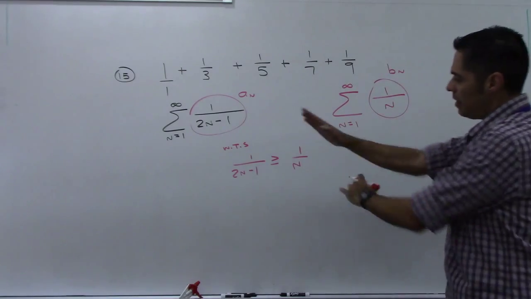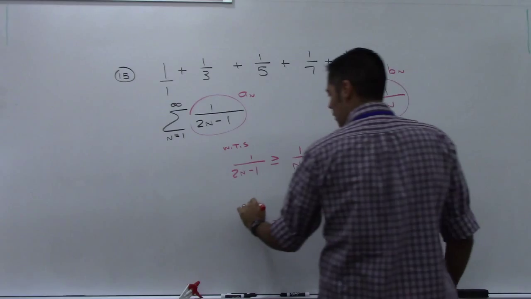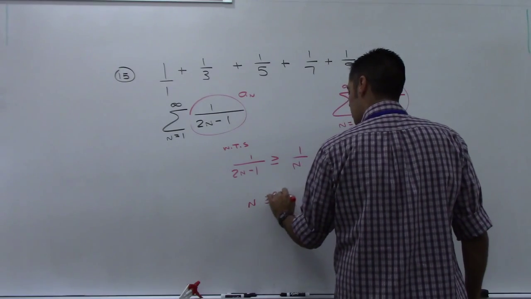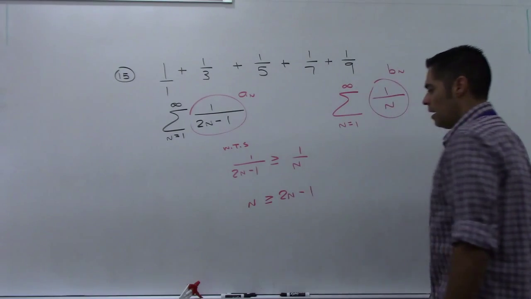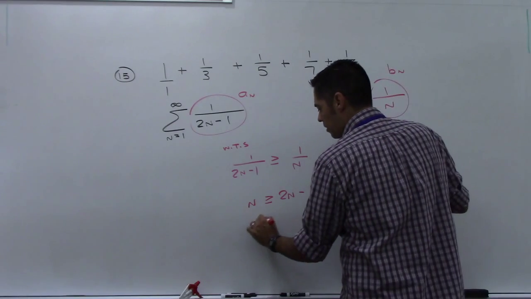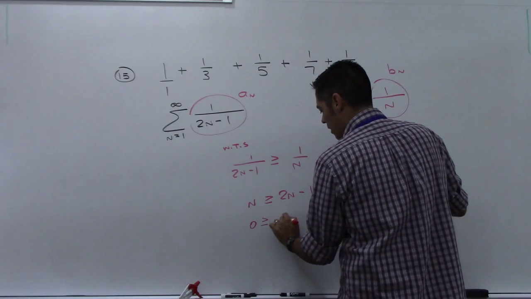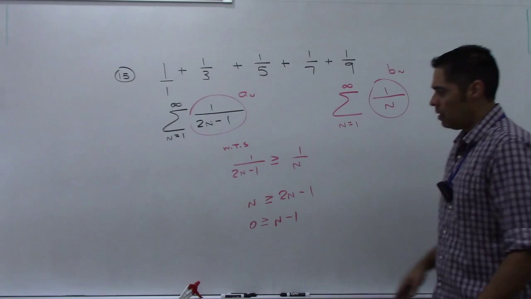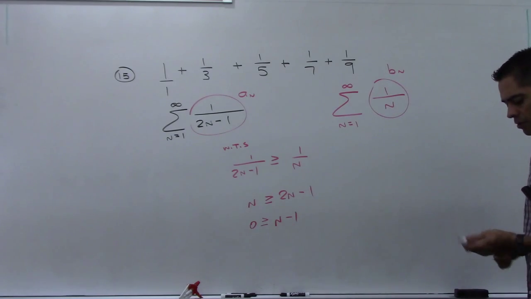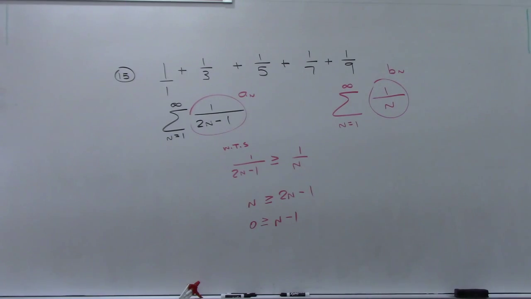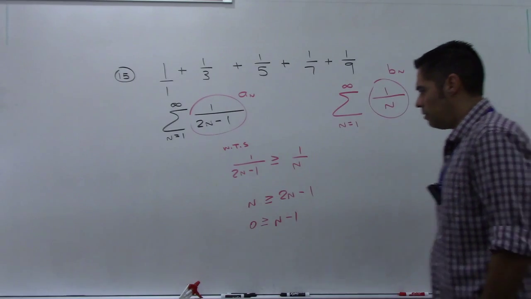And if we do this thing again, you're going to see it's not going to work. n is greater than or equal to 2n minus 1. And when we subtract n on both sides, we get 0 bigger than or equal to n minus 1, and that's not true. So we run into the exact same problem we ran into on 16, and we need to tweak this.